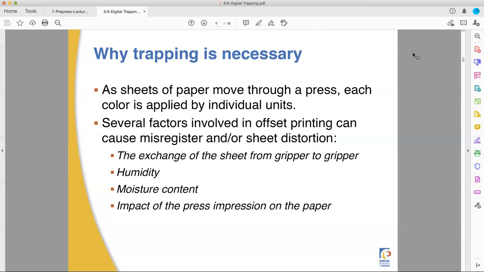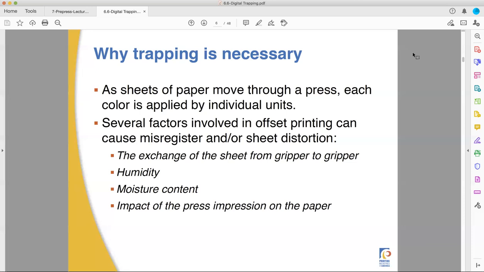Also, the moisture content happens while you print. Some of that water from the ink versus water system built into an offset press makes the paper damp. And when the paper gets damp, it expands, it gets a little bit bigger. Not perceptibly, but enough that your colors no longer line up perfectly like they would have if the paper remained dry the whole way through.